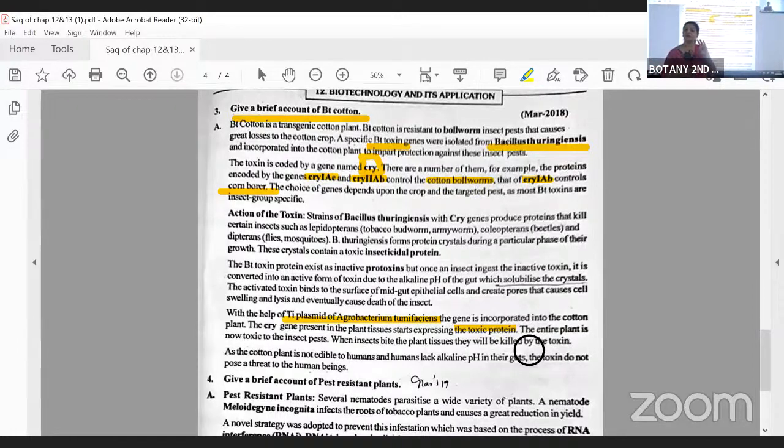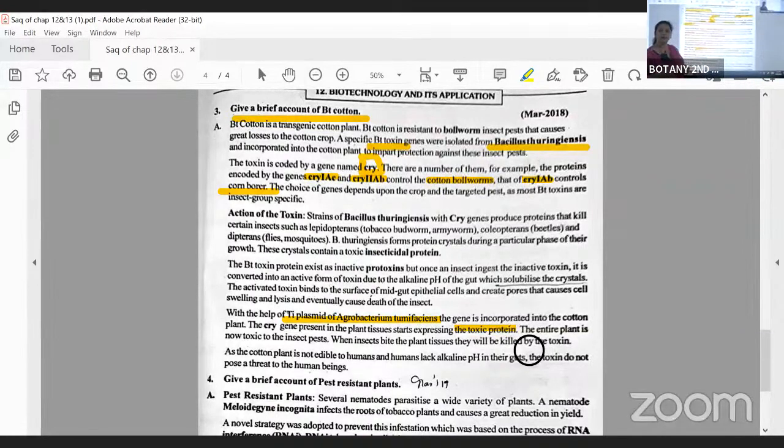Cry genes are of 3 different kinds: Cry1AB, Cry1AC, Cry2AB. Cry1AB controls the corn borer infection. Cry1AC and Cry2AB can control cotton bollworm infections. These infections are caused to the plant body by beetles or flies and mosquitoes.